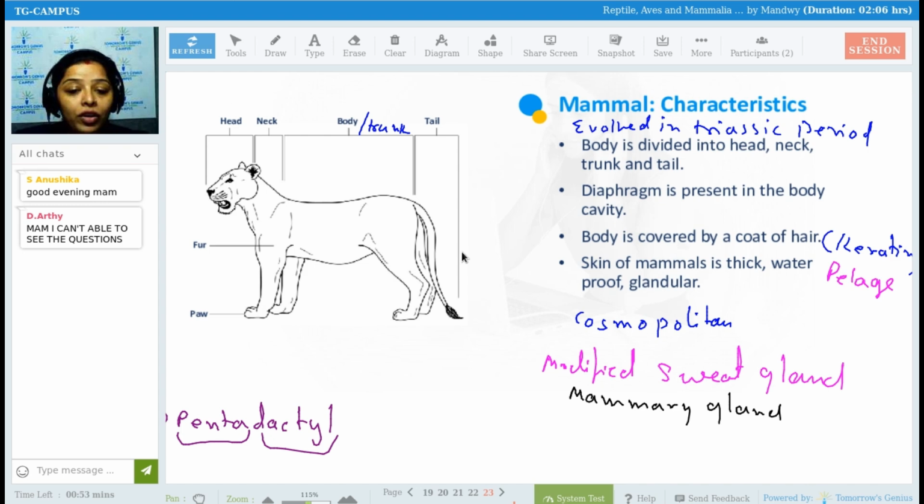So we have two pairs of limbs. Limbs are pentadactyl, which help in swimming, walking, running, right? And the digits in some of the animals have claws, hoofs, and nails. So we have nails. Ruminants have hoofs, right? Carnivores like lion and tiger have claws, right?